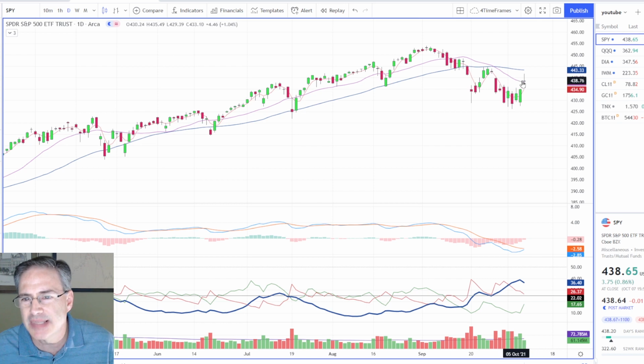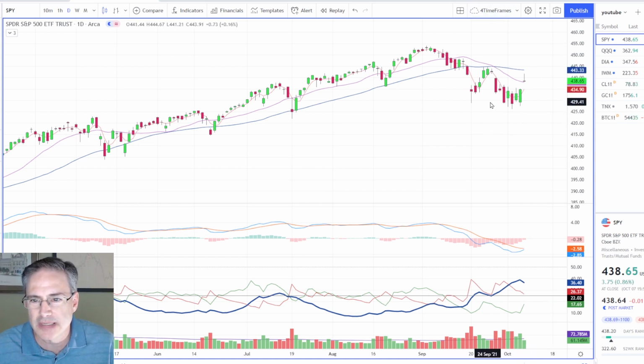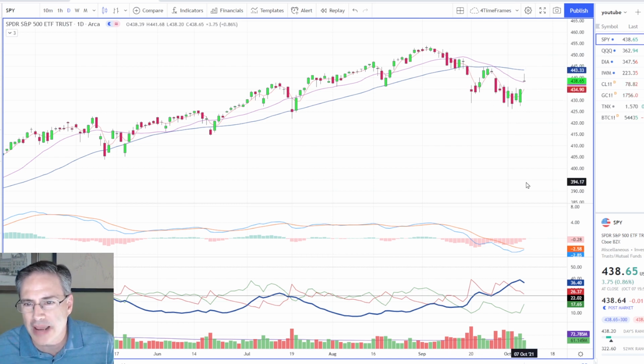But we've had enough strength and we've gotten back above the daily 18. I'd like to see that line cup around a little bit more to get a little bit more confirmation, but we have gotten through that line and we have broken the downtrend line. So I would consider this back into a transitional phase. Transition means we aren't in an uptrend and we're not in a downtrend.